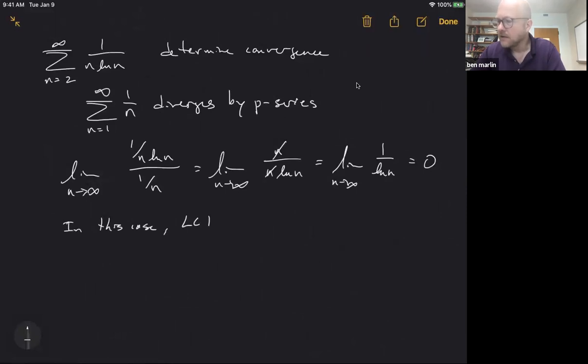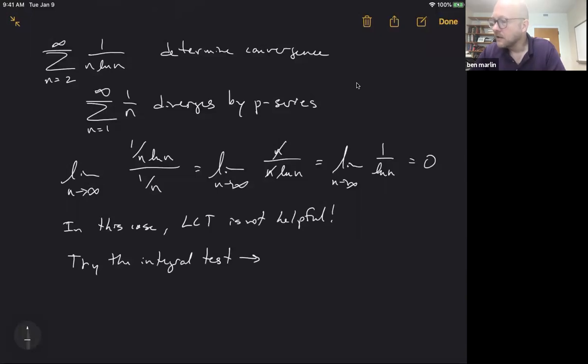So this particular case, the limit comparison test is not helpful. However, it does happen to be one that the integral test works for. And so try the integral test.